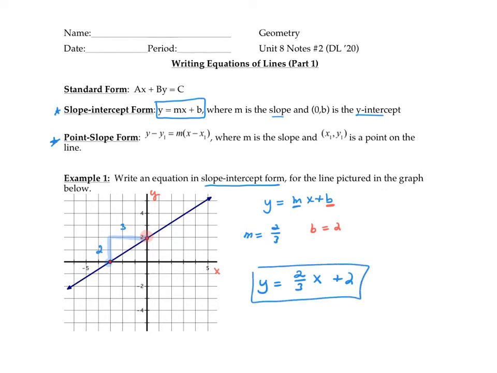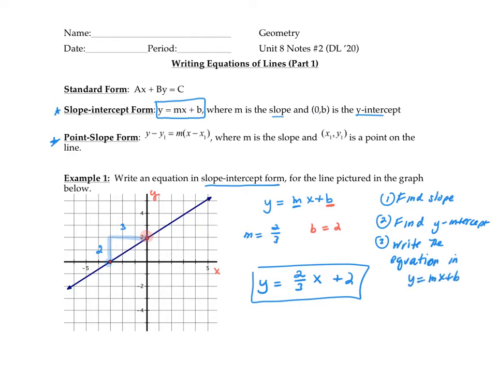So again, your steps are to find the slope, identify the y-intercept or find the y-intercept, and then finally, third step, write the equation in y equals mx plus b form. And that's it.